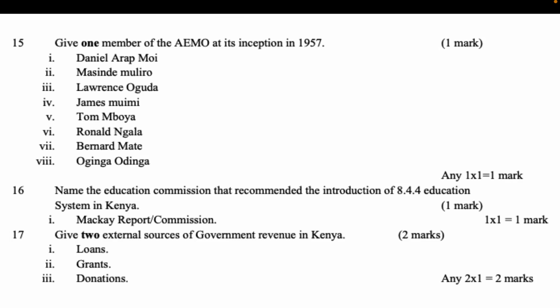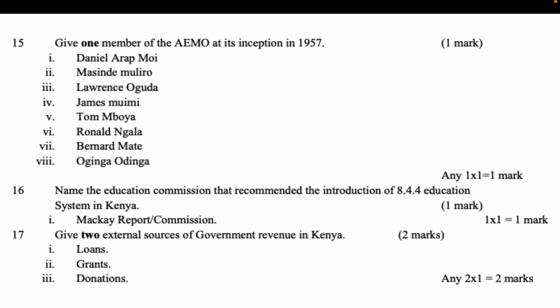15. Give 1 member of the KADU at its inception in 1957. 1 mark. Daniel arap Moi. Masinde Muliro. Lawrence Oguda. James Muimi. Tom Mboya. Ronald Ngala. Bernard Mate. Oginga Odinga. Any 1x1 equals 1 mark.